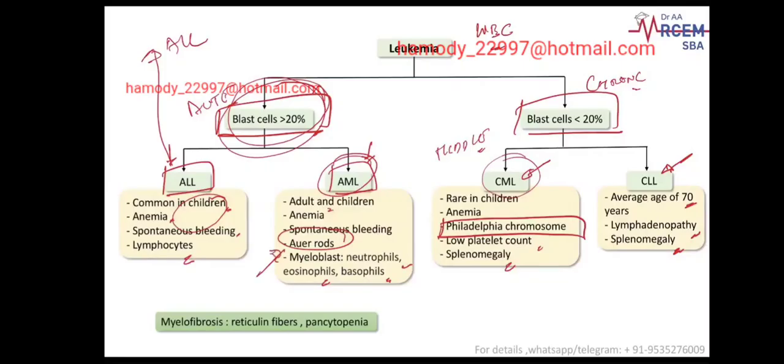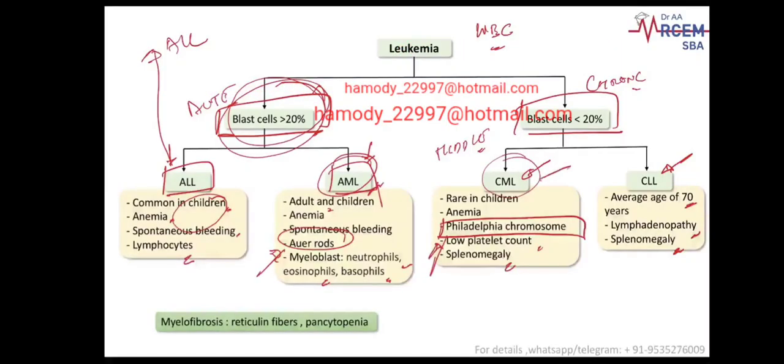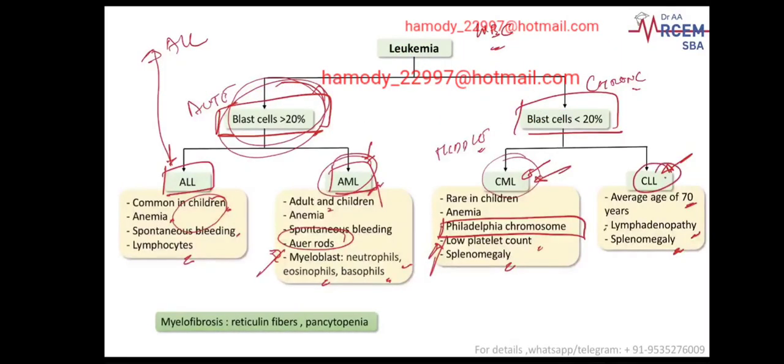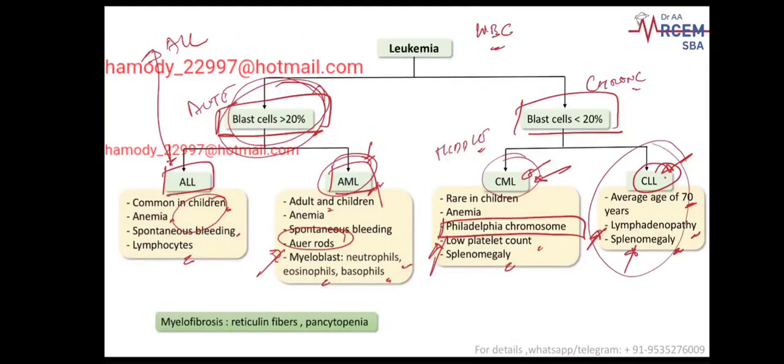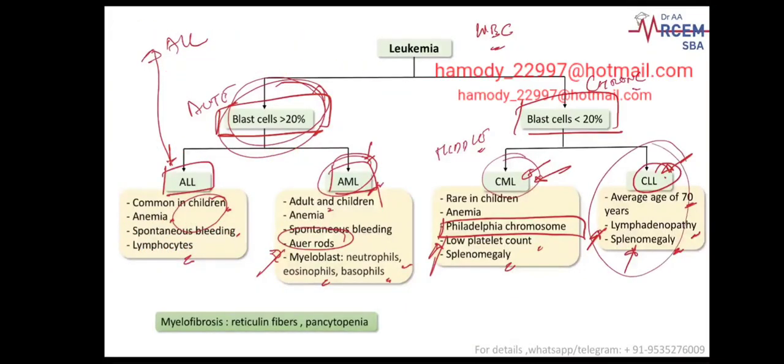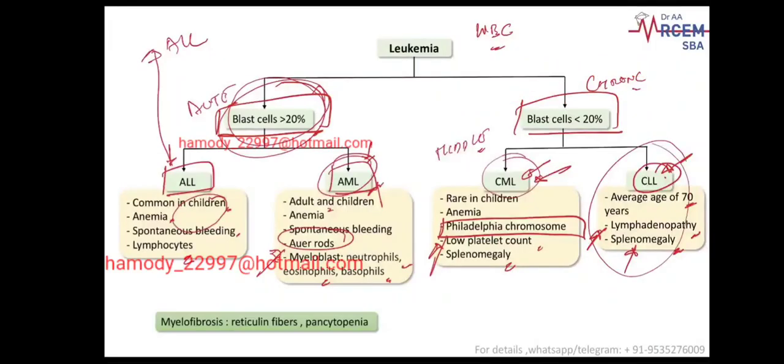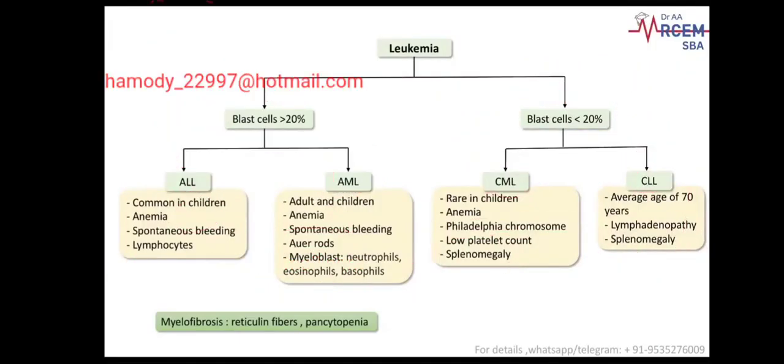Auer rods for AML, Philadelphia chromosome for CML, CLL, lymphadenopathy and splenomegaly. And usually CLL we do not treat. For all the leukemias, what is the treatment? It's none of our business. We usually refer to the hematologist. The hematologist is the one who will be treating these patients.